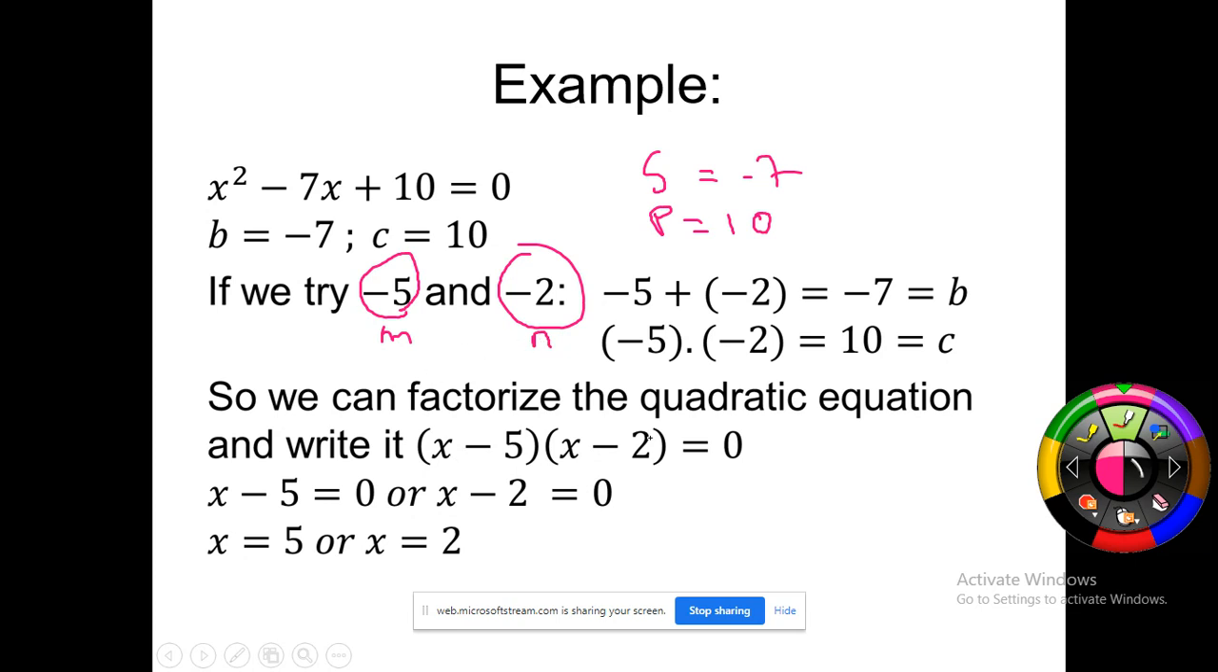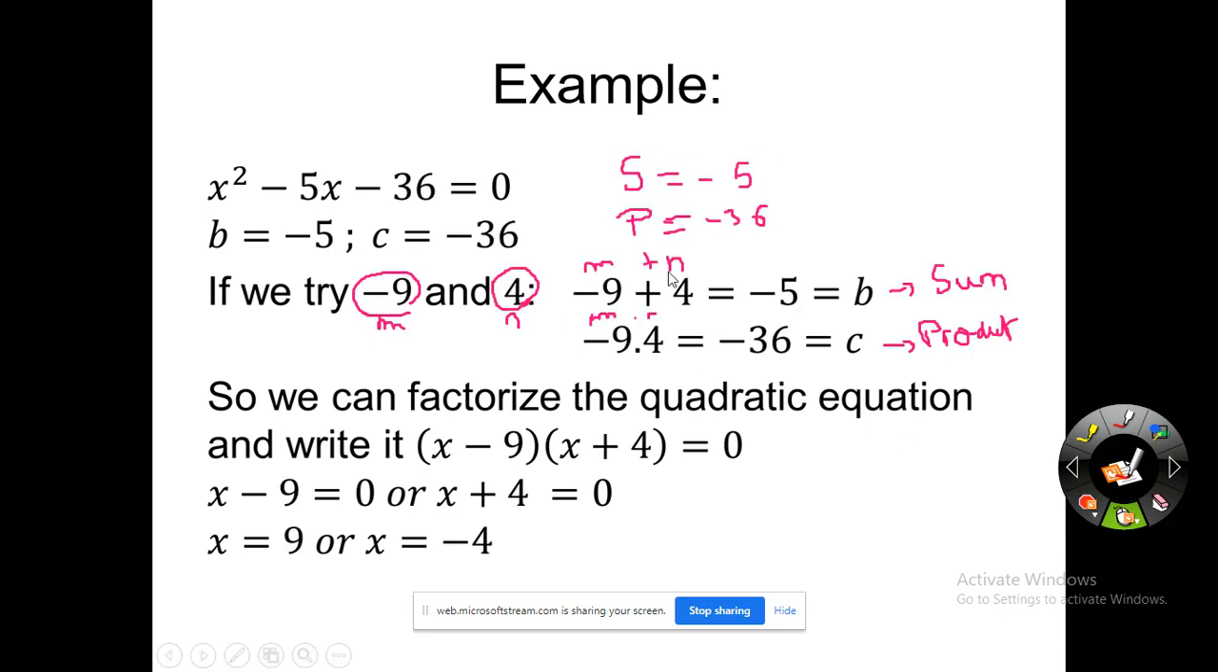So x minus 5, x minus 2, using x plus m and x plus n. This one equal to 0 gives me x equal 5, and this one equal to 0 gives me x equal 2. I will go back one minute to the preceding example to check for you that it's easier to think about multiplication first. Which numbers give me 36 if I multiply? If you try to think about it, okay, I'll start to think.